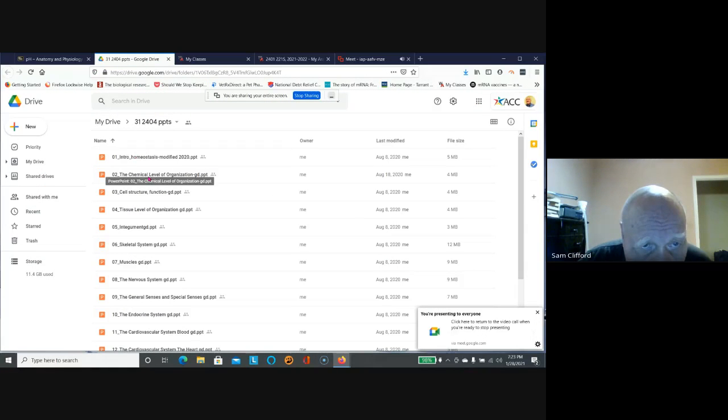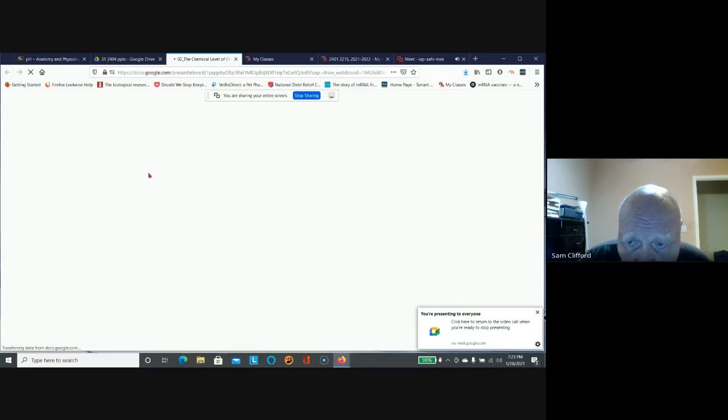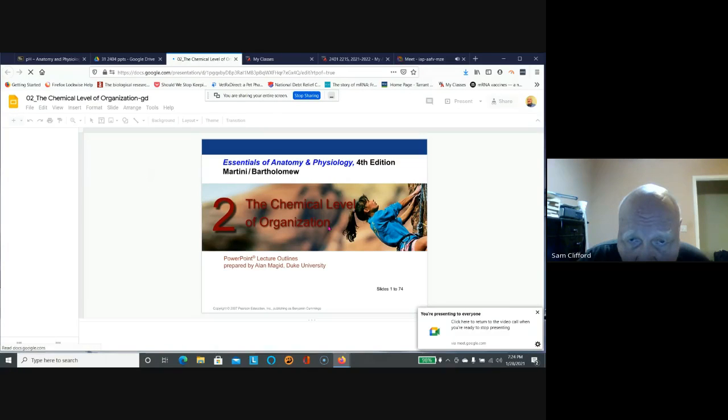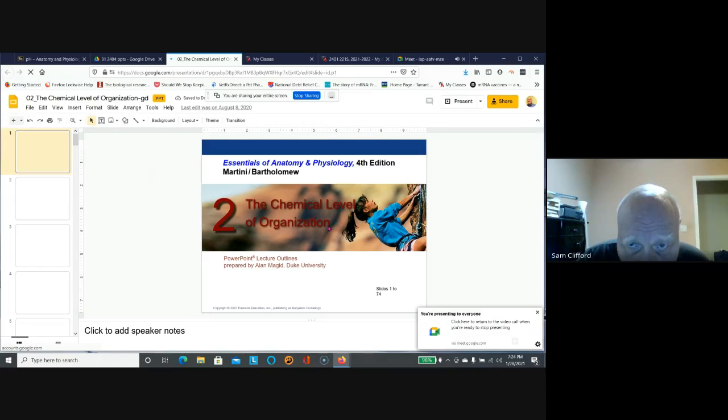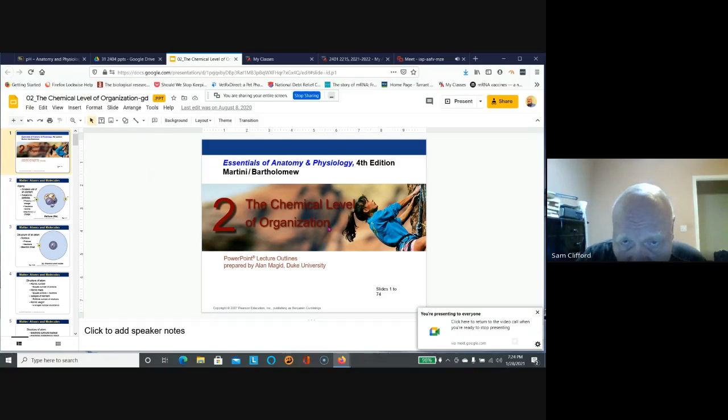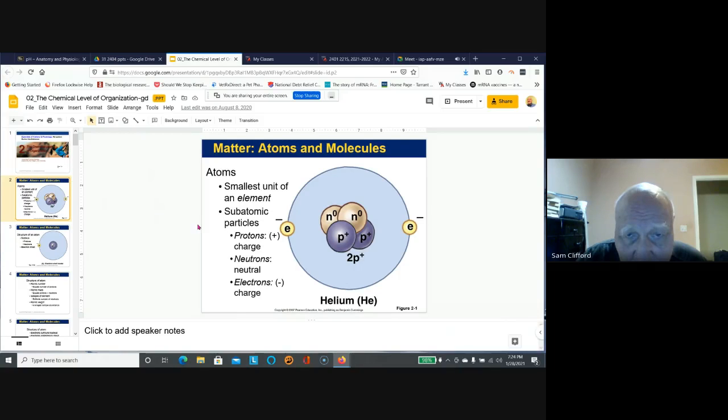Let's look at the chemical level of organization. Okay, so we've presented this once. We're going to review it again because there seems to be considerable confusion about what chemistry you have to know. So read through these slides. If you have a question, you can ask the teacher or ask me right now. Any questions about these first slides? Your job is to read these and understand them.